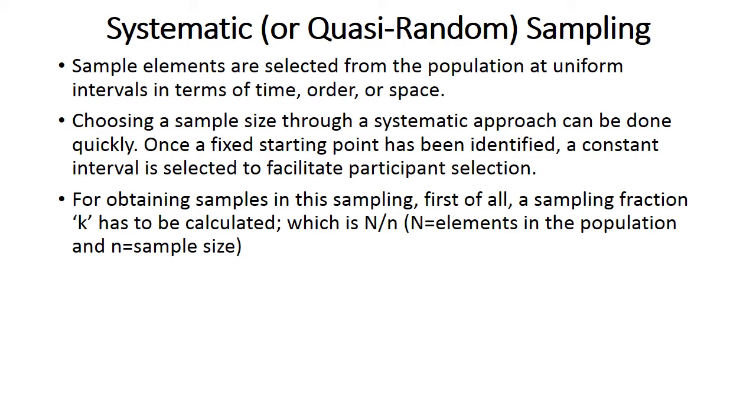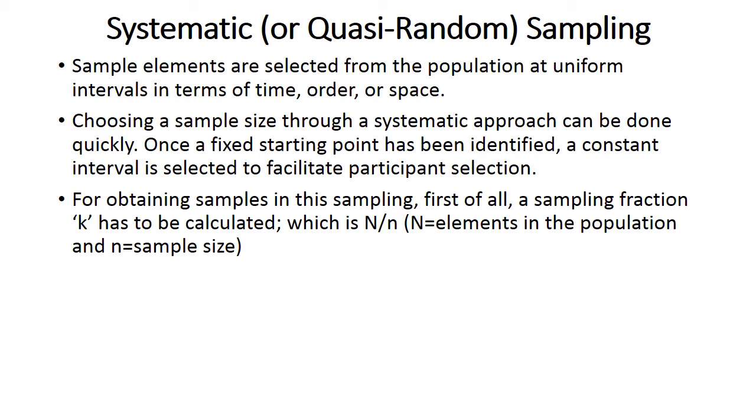This is suitable for various researches where there are budget restrictions, where uncomplicated implementation is needed due to defined sampling interval to decide the sample, or it can be used in the absence of pattern in data, or it can be suitable in collecting data from geographically dispersed cases. Now, choosing a sample size through a systematic approach can be done quickly. Once a fixed starting point has been identified, a constant interval is selected to facilitate participant selection.